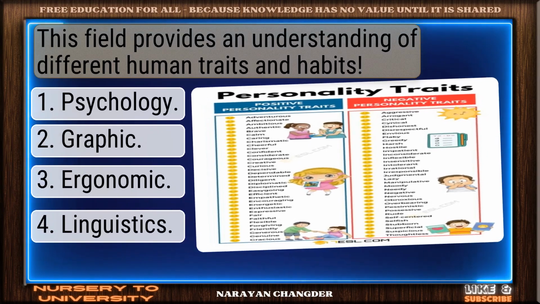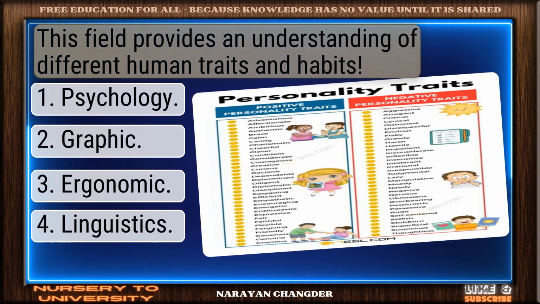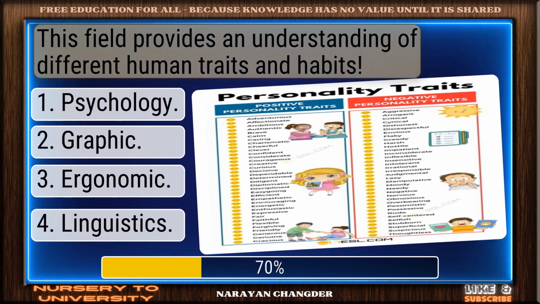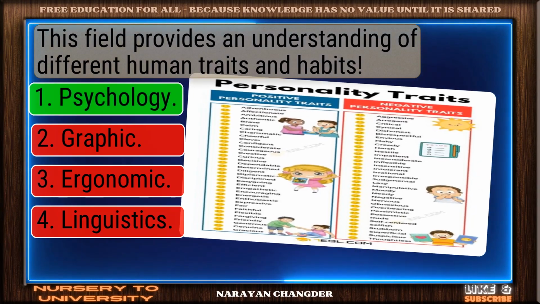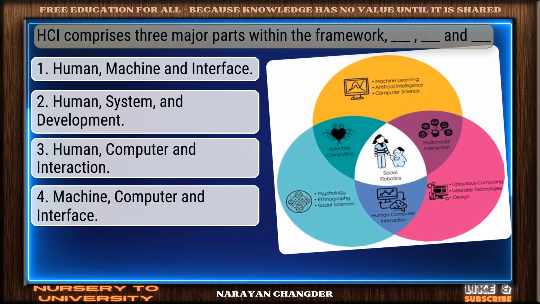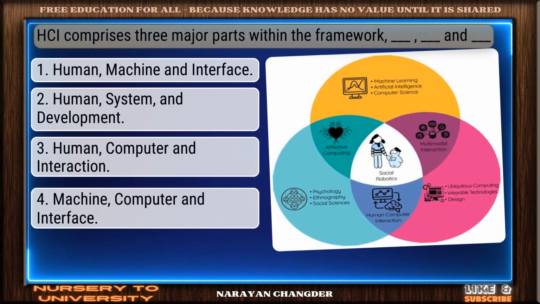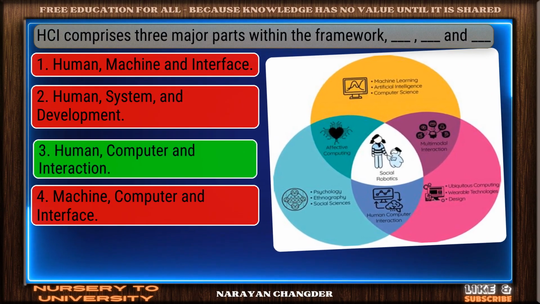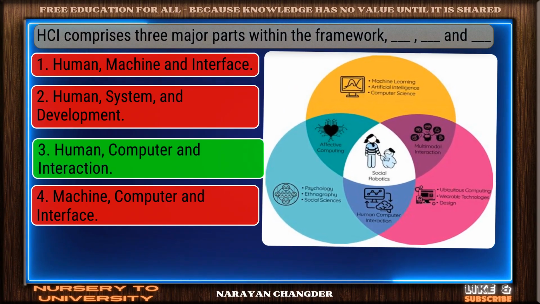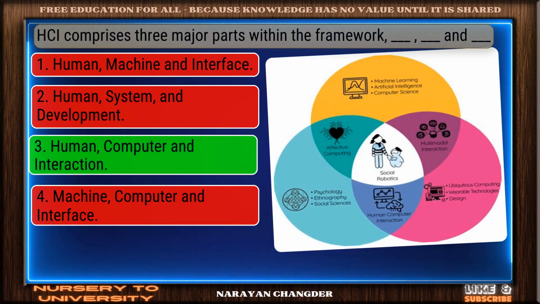Question number 3. This field provides an understanding of different human traits and habits. Solid response. Psychology is a valid choice. Question number 4. HCI comprises 3 major parts within the framework: dash, dash, and dash. Great job. Human, computer, and interaction is the accurate answer.